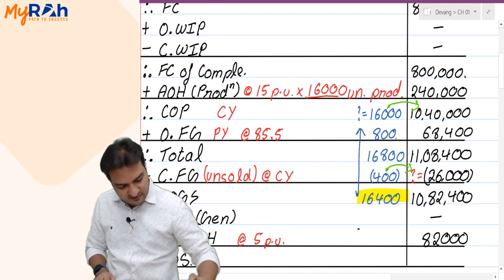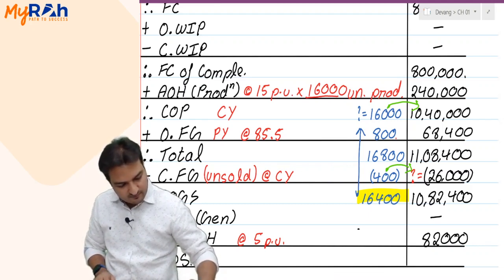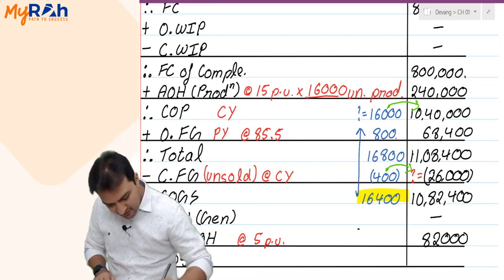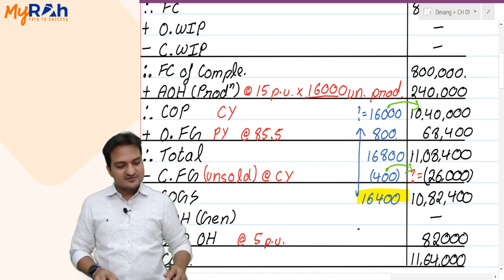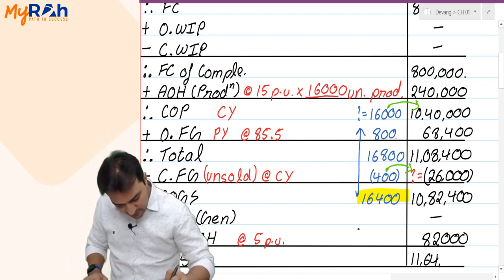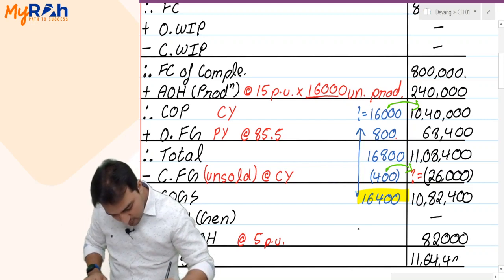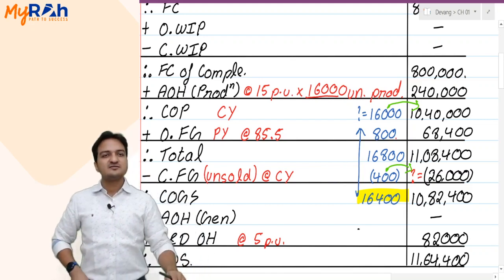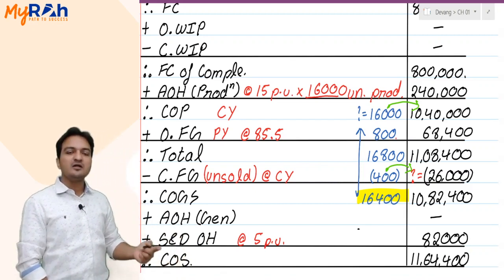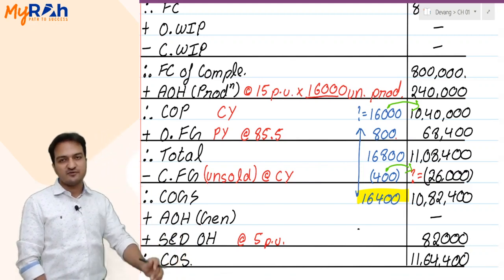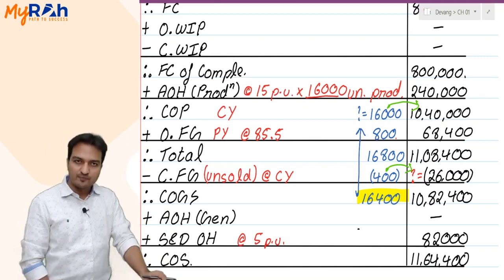Add that to 10,82,400, and it gives you 11,64,400, sorry, 11,64,400 you get as the cost of sales. So this cost of sales, I said, was the ultimate purpose of making the cost sheet format. I hope that is clear.